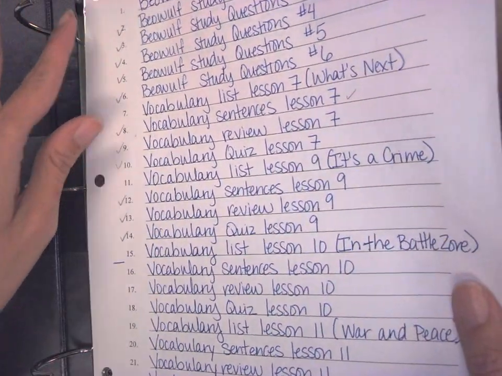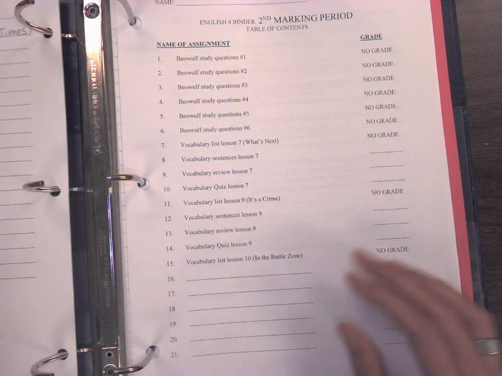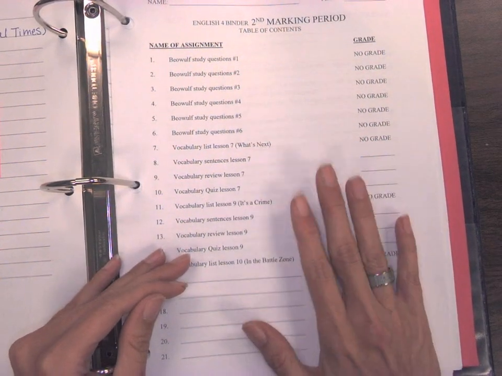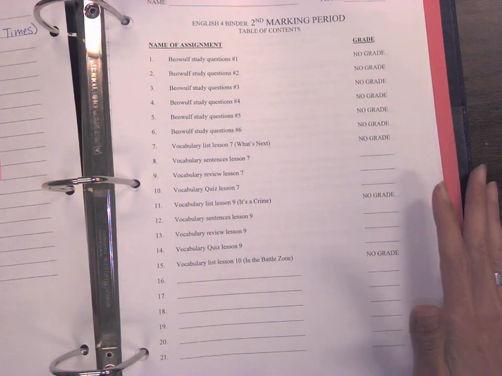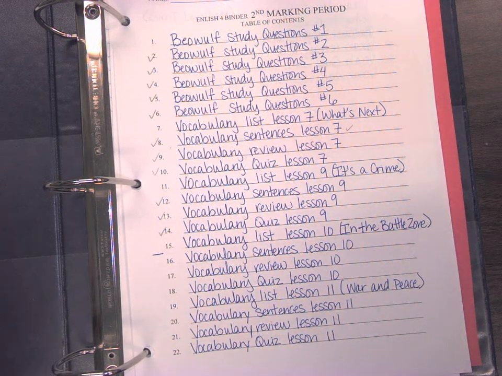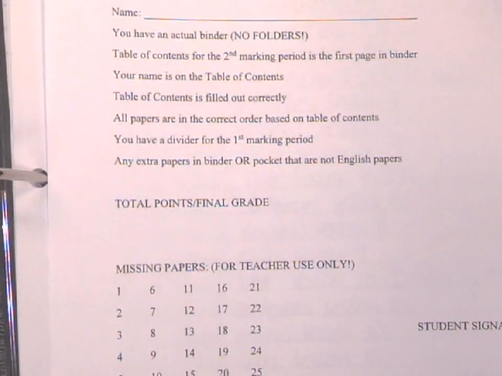So make sure you have that updated. And then I went through every single paper and what it looks like and what order it should be in. So you can watch this video as many times as you need to get your papers in order, but yours should look exactly like mine when I go to grade it. And remember, I'm using this grade sheet, this rubric, to grade your binder.